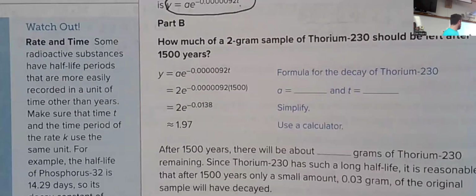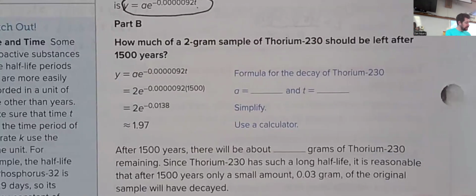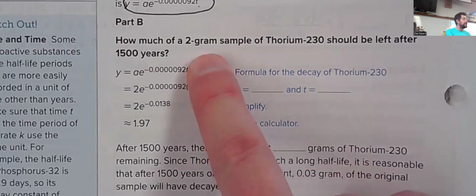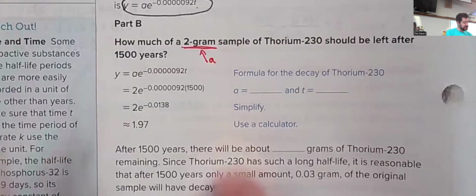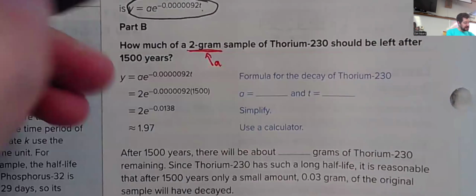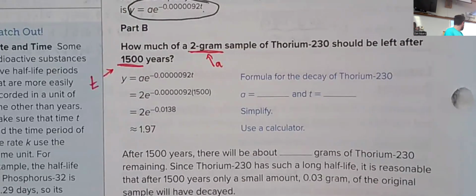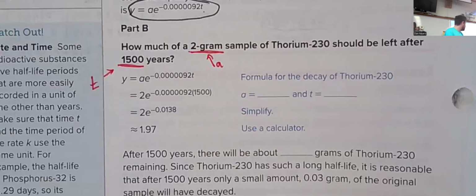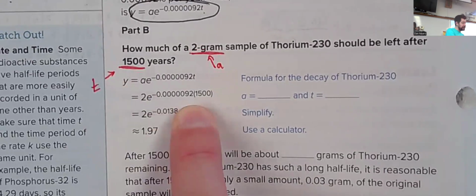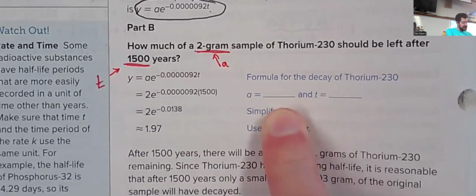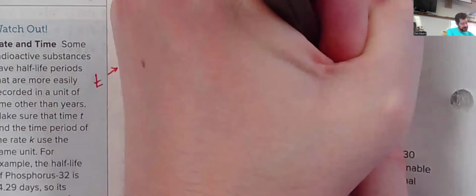And this one actually doesn't involve any algebra whatsoever. We can just type this directly into our calculators because the initial amount here is what? 2. So the initial amount, lowercase a, is 2. And then this is our time here, which means if we have a value for a and a value for t, we're solving for y, so we just plug that in and solve. A is 2, t is 1,500.